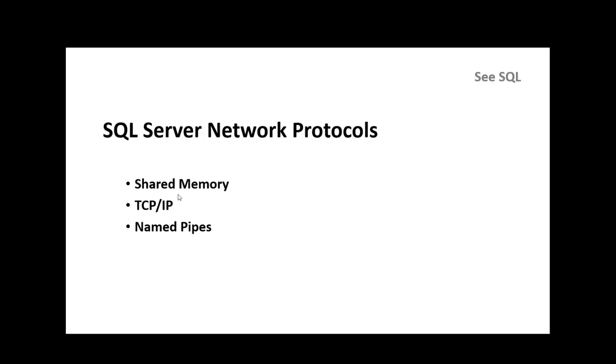In this video we discussed shared memory, TCP/IP, and named pipes. Shared memory is used for client connections from the same machine. TCP/IP is the most widely used protocol, used to connect from any network. The third one, named pipes, is used to connect to the database engine from the LAN. In the next video, I am going to discuss the database engine.